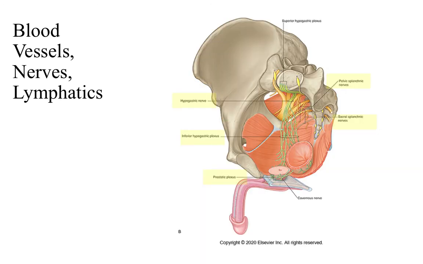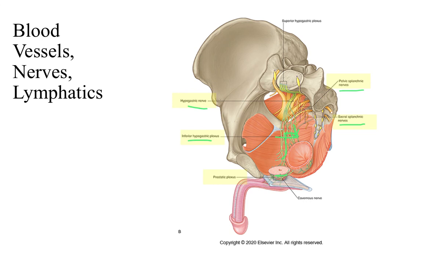All right, more about nerves. We have pelvic splanchnic nerves, sacral splanchnic nerves, and the hypogastric nerves coalescing, or all coming together to form the inferior hypogastric plexus. And you notice that the inferior hypogastric plexus will go to the distal rectum and anus, as well as to the prostate, which is going to form the prostatic plexus.